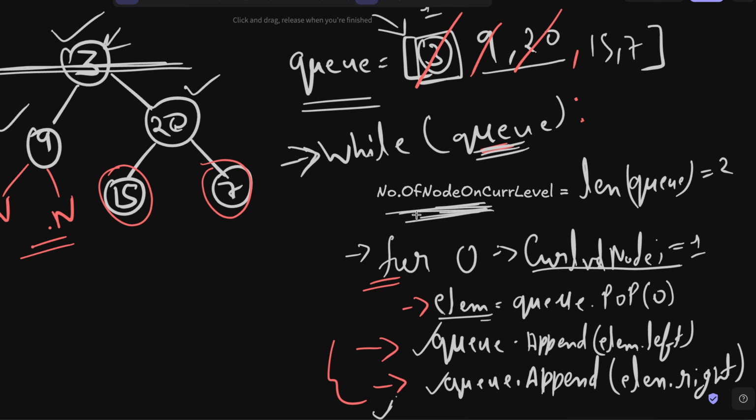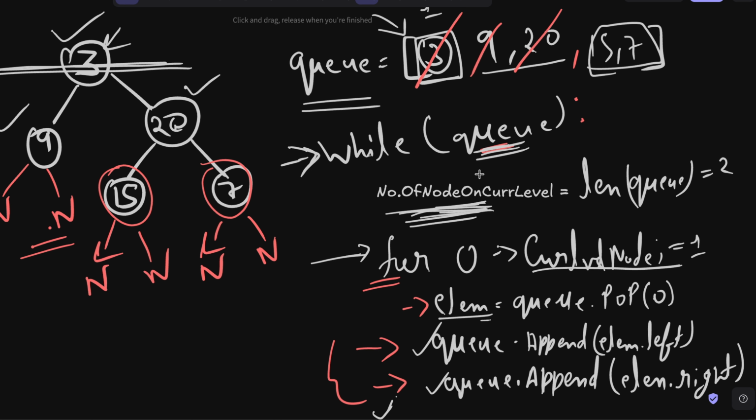It is not empty. We will again get the number of nodes on the current level. It will still be 2 because there are only 2 nodes in the queue now. And then we will again continue with this for loop. Now in this case they have only none nodes here. It means that nothing will be added in the queue and the queue will become empty after this iteration. So this loop will also exit after that and we have done our BFS traversal.